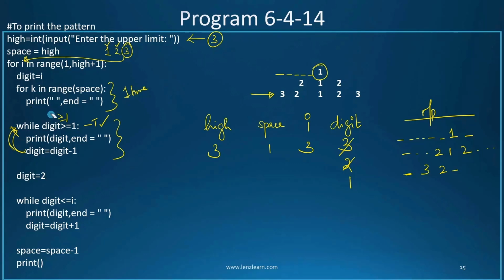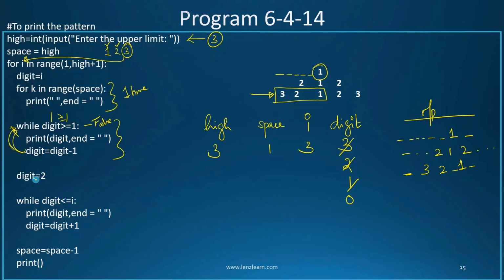It will check whether 1 is greater than or equal to 1. It is true. It will print the digit. So 1 will be printed with a space. Okay, and then the value of digit is decremented to 0. This time the while loop will evaluate to false. So here you see I have printed this much part of this line. So that is the job of my first while loop.